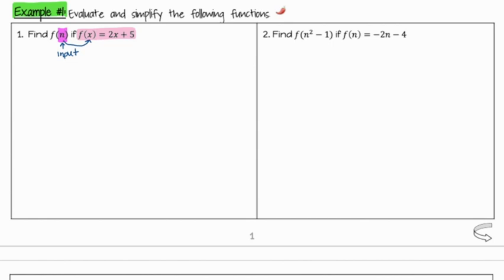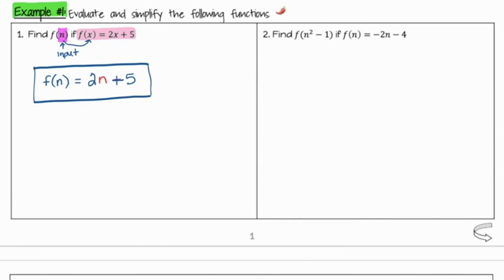So I'm going to rewrite. So in this case, I'm looking for f of n. My rule is 2 times x, but no longer do I want an x. I'm going to replace it with our input of n plus 5. So this is a nice easy one because that's all I have. My input is now an n. My original input was an x, but I don't want an x anymore. I want an n. So let's look at the next one.